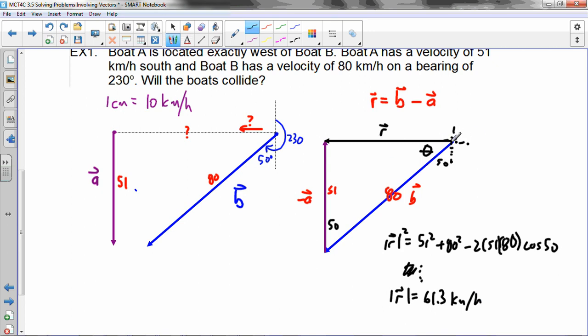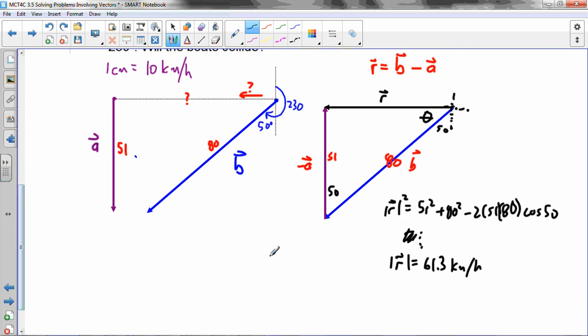And so if you're on boat A, it'll appear like boat B is traveling somewhat toward you. We don't know exactly toward you, but it'll be at 61 kilometers per hour. Now, what's the direction? This is the fun part. This is whether we determine it's a smashy smash or not.